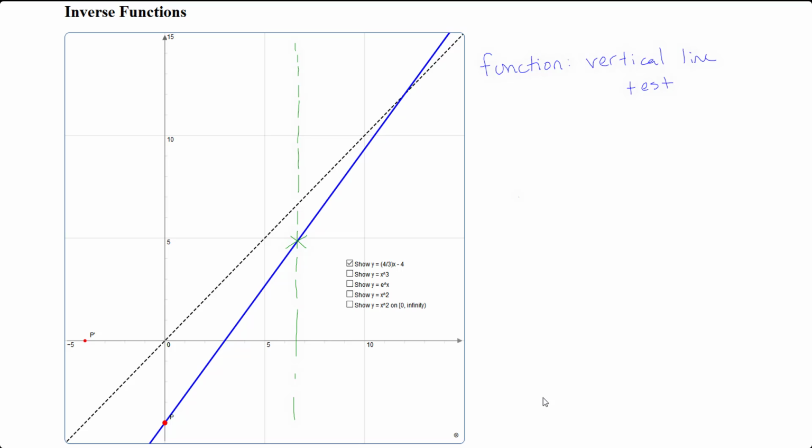Another thing to know is that a graph is called one-to-one if it passes a similar test called the horizontal line test. So for the horizontal line test, you just do the same thing except with horizontal lines. If you can draw a horizontal line at any point on the graph, and it touches the graph at most one place, it passes the horizontal line test. So a linear function certainly does that. Now, when it passes the horizontal line test, that means that a function's inverse exists.